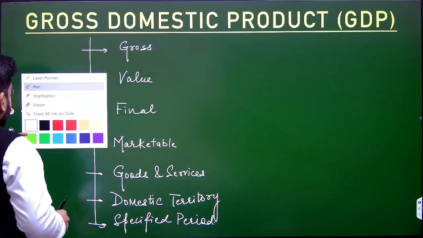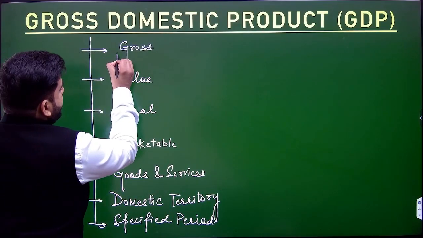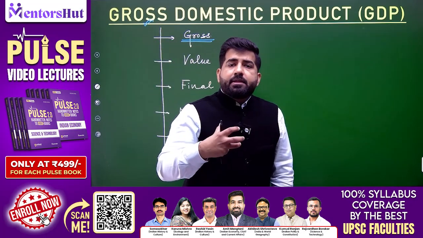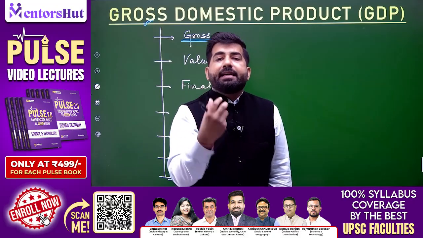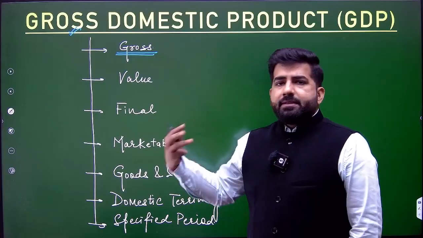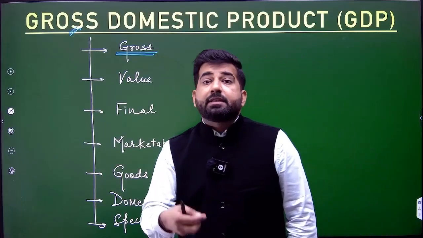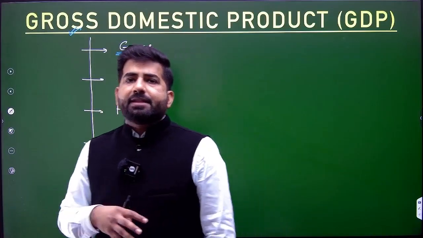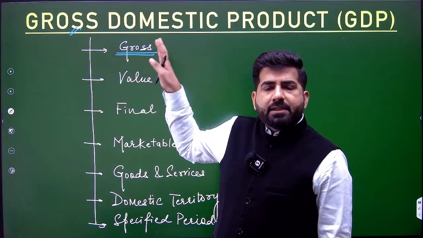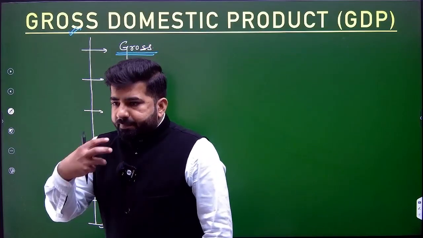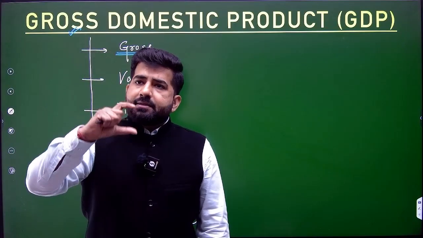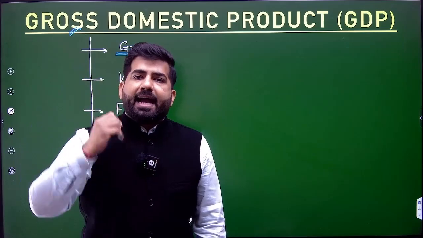The first term itself, gross. GDP is the gross. You can see the word gross. Gross means the total value added in an economy. Let me give you an example. Suppose in the current financial year, this board has been bought. Clear? So that means it's a new value that is being added in an economy. Suppose the value is 100 rupees that is added.